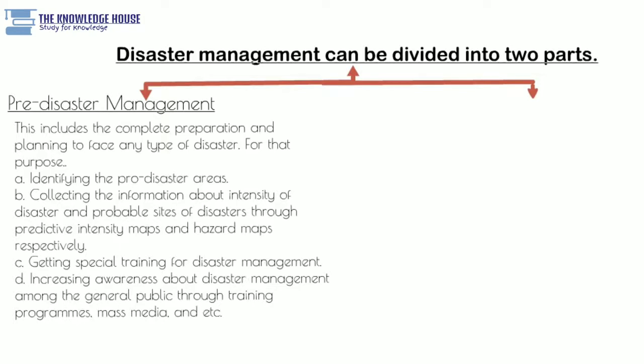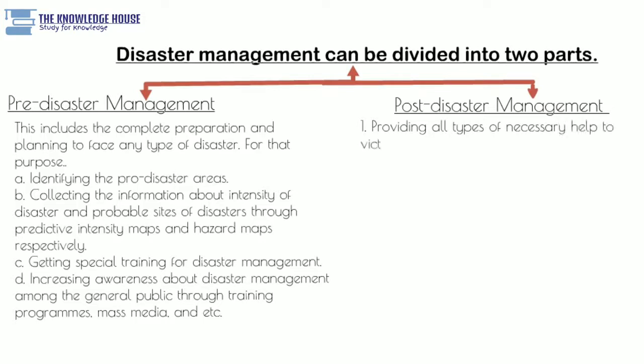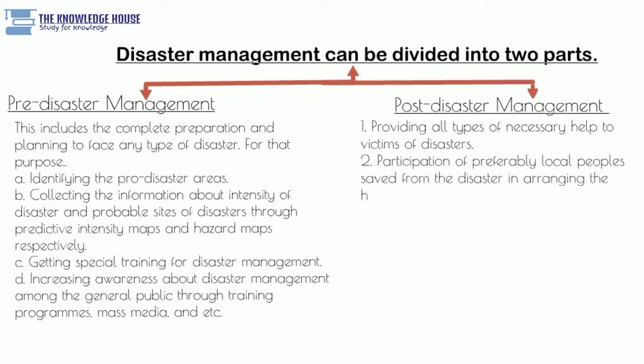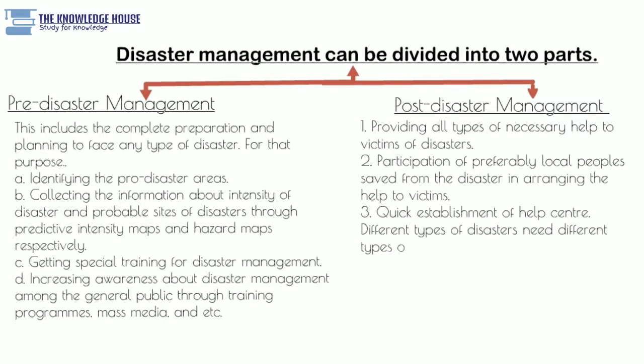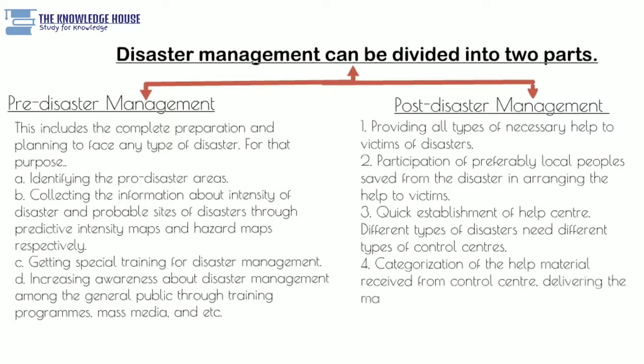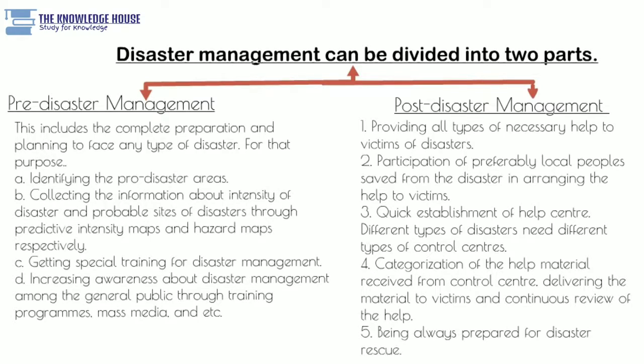Post-disaster management. 1. Providing all types of necessary help to victims of disasters. 2. Participation of preferably local people saved from the disaster in arranging the help to victims. 3. Quick establishment of help center. Different types of disasters need different types of control centers. 4. Categorization of the help material received from control center, delivering the material to victims, and continuous review of the help. 5. Being always prepared for disaster rescue.